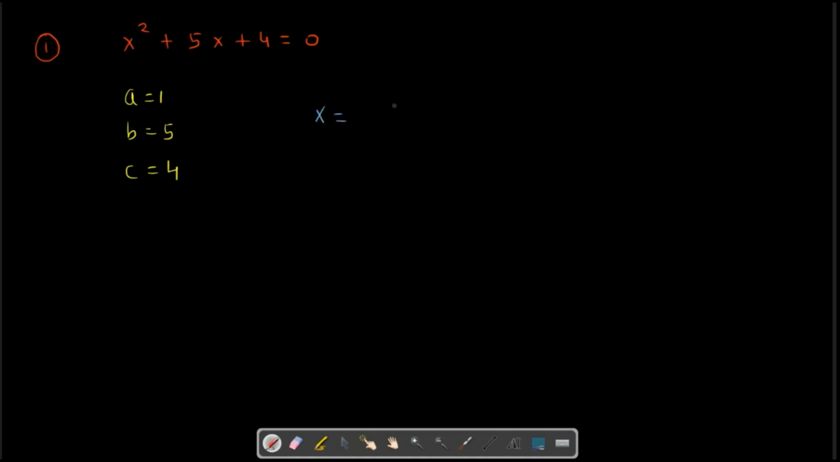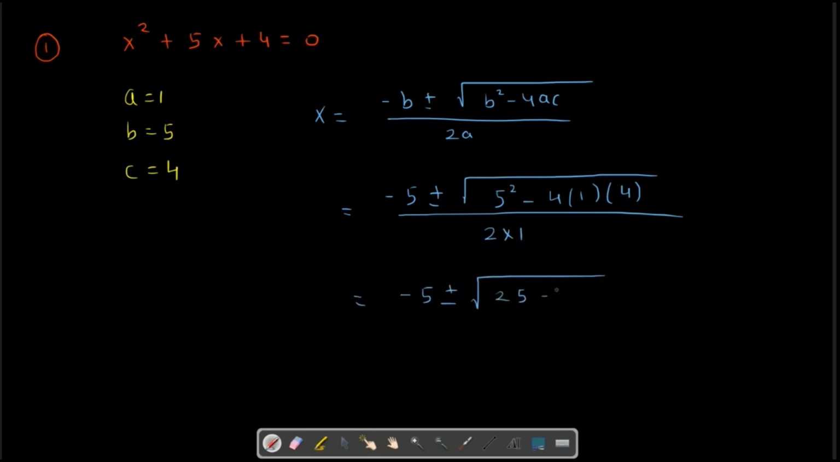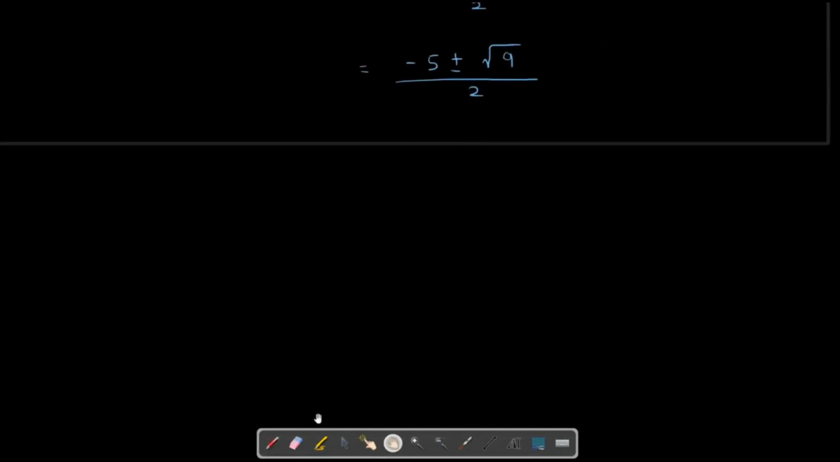So let's apply the quadratic formula now. That is negative b plus minus square root of b square minus 4ac over 2a. b is 5, so negative 5 plus minus square root of 5 square minus 4 times 1 times 4, over 2 times 1. So this is negative 5 plus minus square root of 5 square is 25, 4 times 4 is 16, and 2 times 1 is 2. So this becomes negative 5 plus minus square root of 25 minus 16, which is 9, over 2. The square root of 9 is just 3. So negative 5 plus minus 3 over 2.